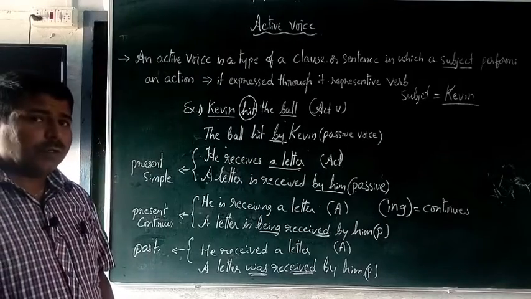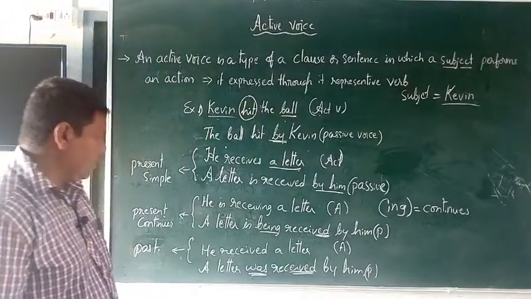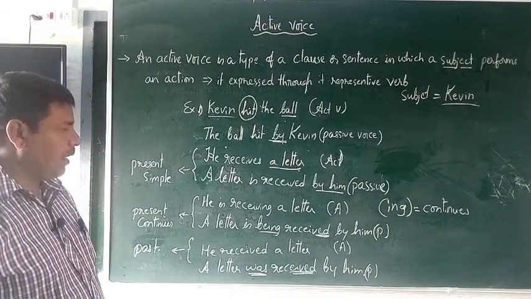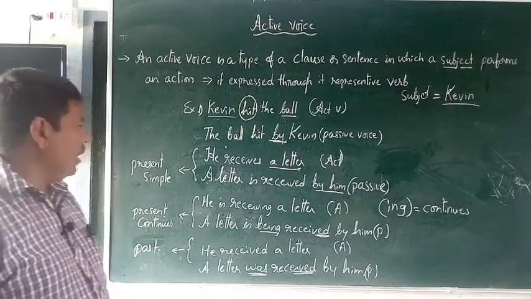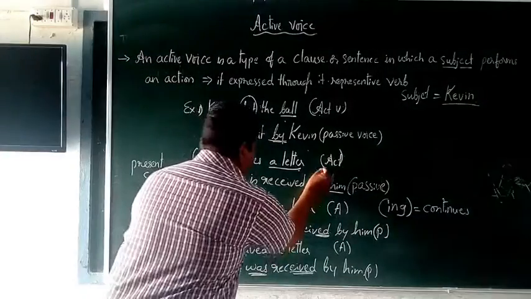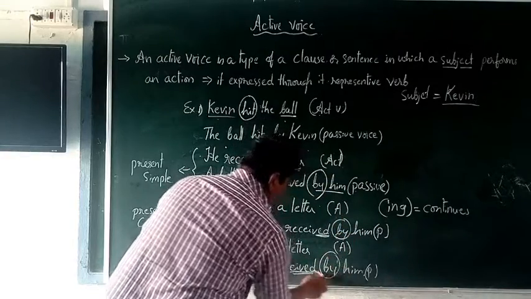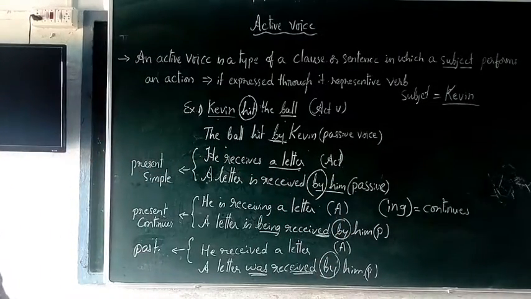Am I clear to you on this level? And you see here, this is how it is very clear. A letter was received by him. And you check in all the three kinds of a sentence, it is particularly identified, which is a passive. It is one word, very clear to understand, that is "by". And you check.